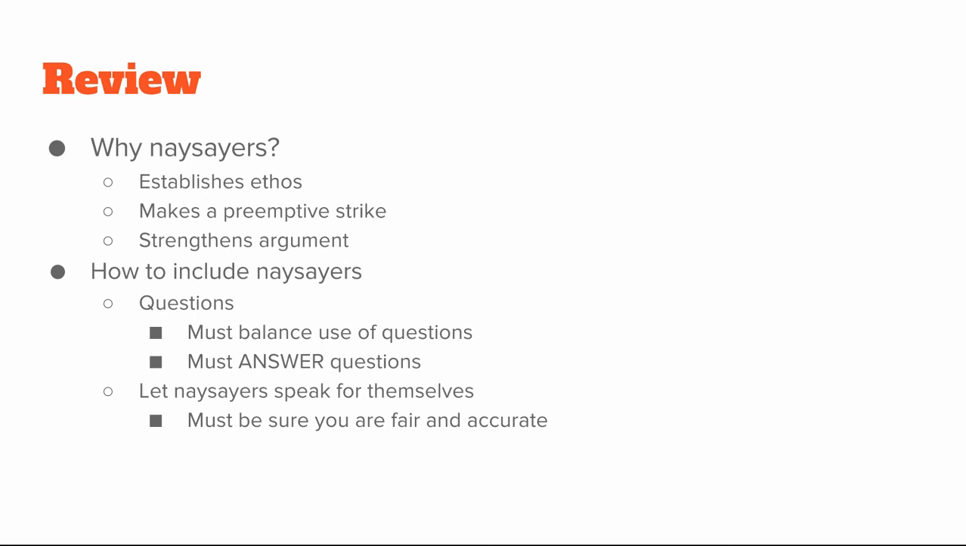How do we include naysayers? How do we put in the counter argument? We can do it one of two ways. We can put in the questions, but we have to make sure we're not using too many. We have to find that balance. And we also have to make sure that we're answering the questions. We're not just asking questions to ask questions. The second way, we can let naysayers speak for themselves. But we have to make sure we're being fair, we're being accurate, that we're not creating an ad hominem attack.